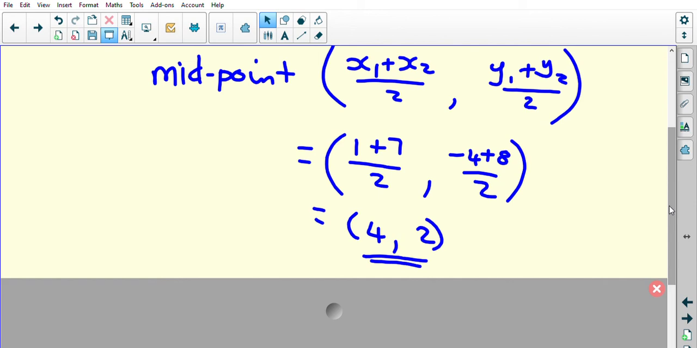So the key things of this video is the distance formula, okay, the midpoint formula, and showing the appropriate lines of working, ensuring that you always label your coordinates x1, y1 and x2, y2.